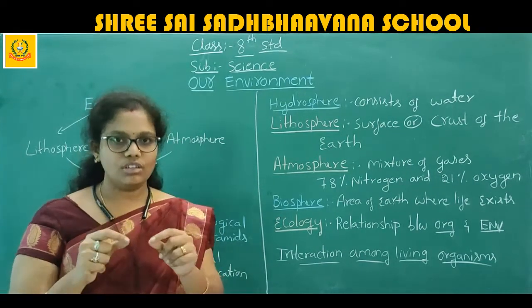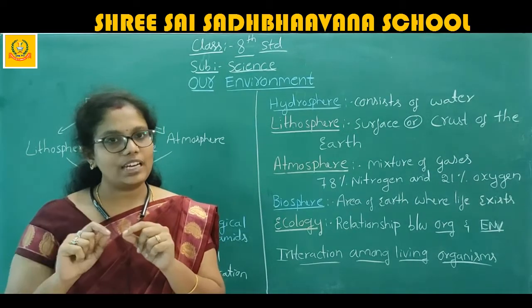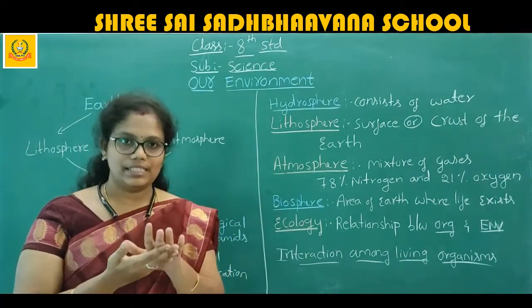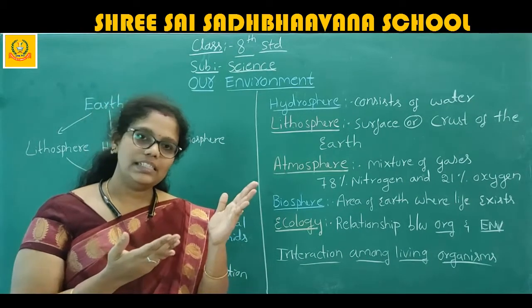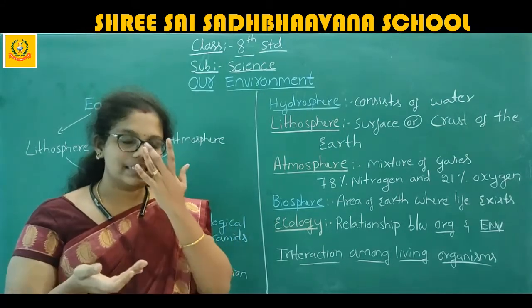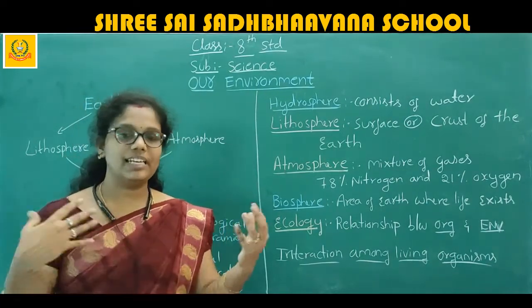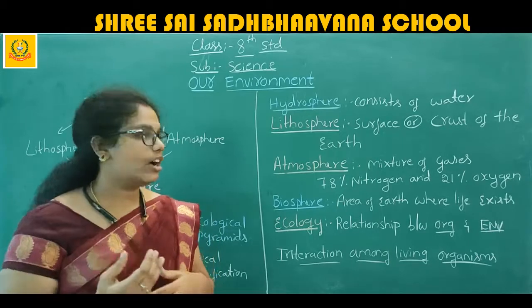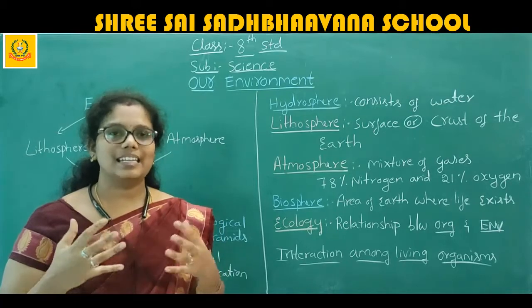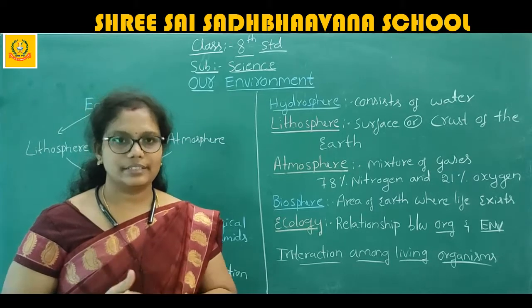The frog depends upon the insects. Insects depend upon the grass. Again, the snake depends upon the frog. The eagle depends upon the snake. The eagle is eaten by some other animals. Those other animals are eaten by humans. Like this, the chain is present, right? Almost all living organisms are related to each other. This we call interaction among living organisms. This is how we are interconnected.